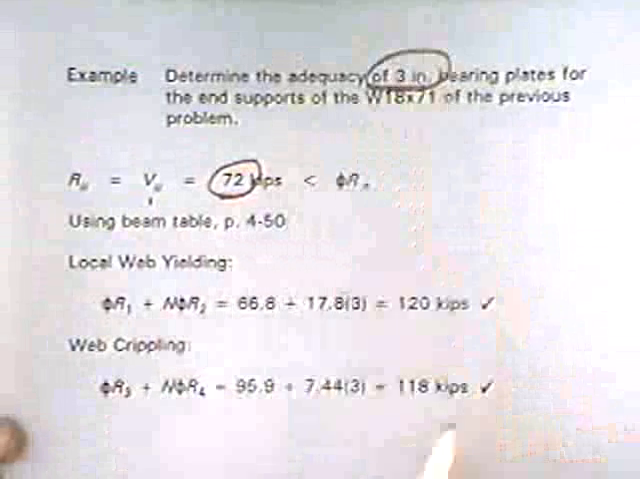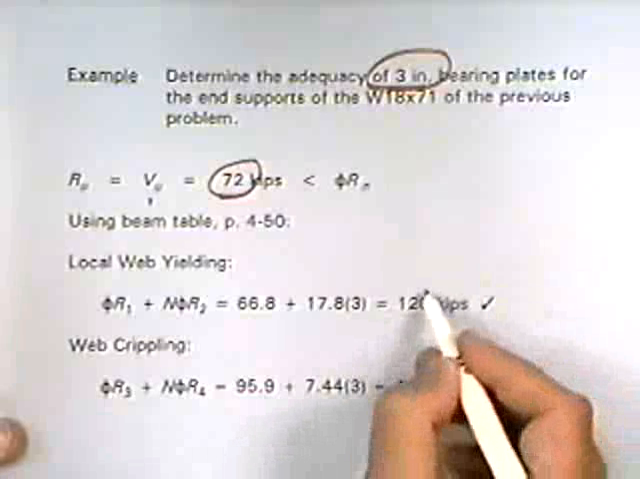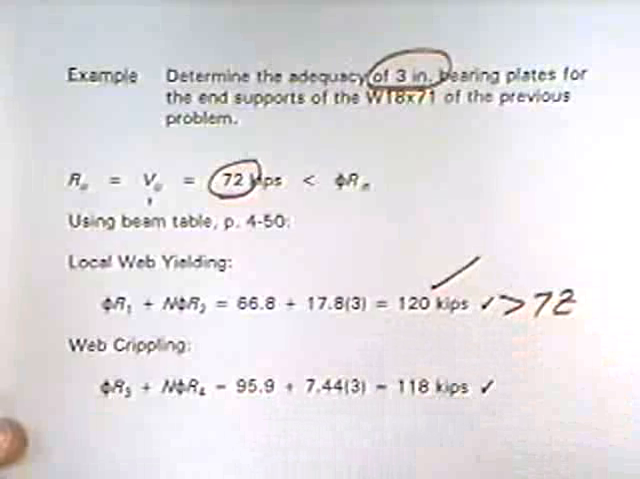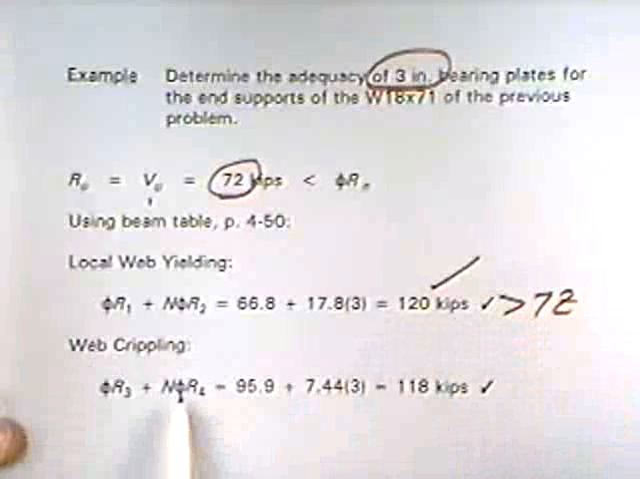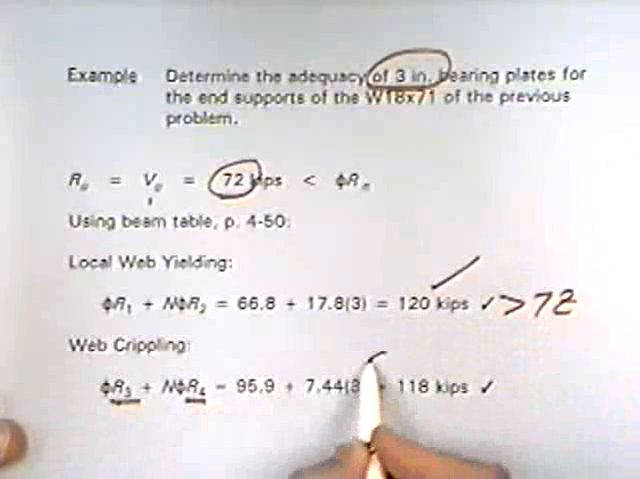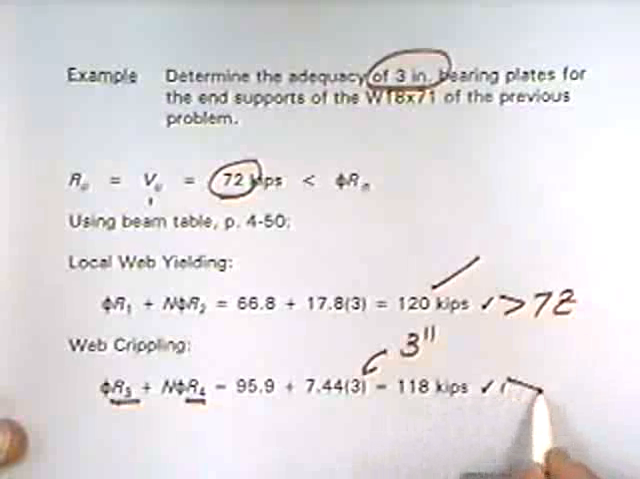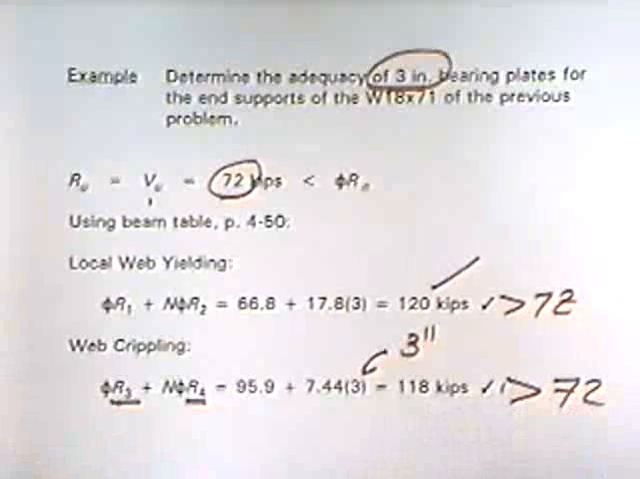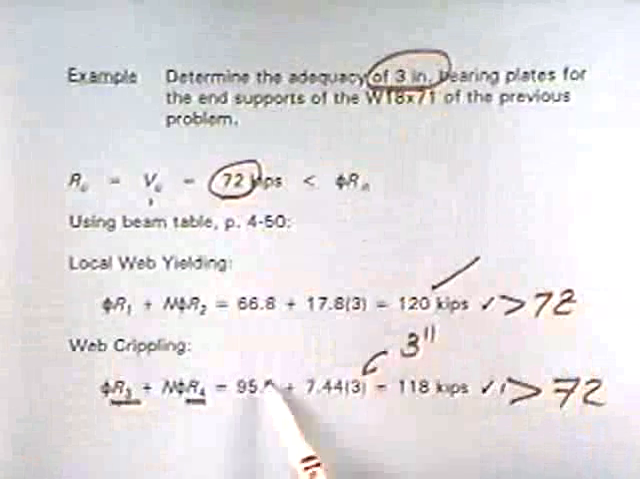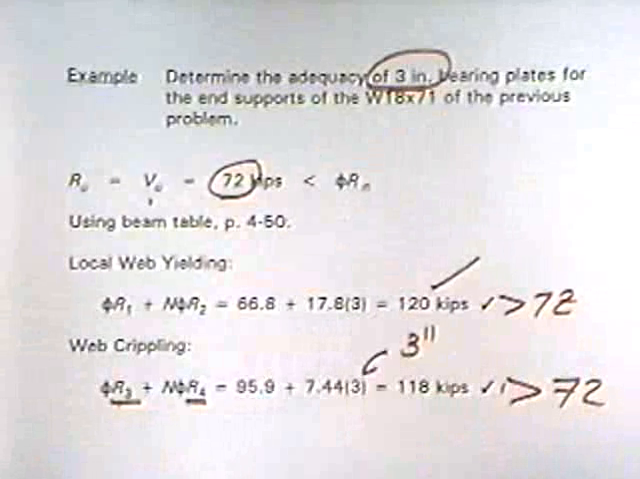We'll assume that our bearing length is 3 inches. That's given. We come up with 120, and that's greater than 72 kips, so we're okay. Likewise, for web crippling, using the tabulated values of R3 and R4, plugging in our 3 inches, we come up with 118, and that's also greater than 72 kips, so 3 inches would work. We go back and maybe try 2 inches and see if that would work. Probably not, but maybe 2 1/2 would work.